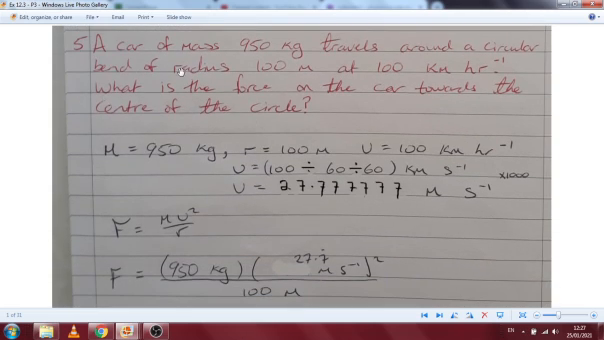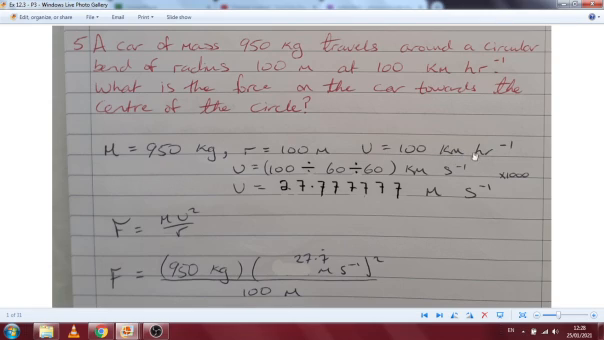Question 5. A car of mass 950 kilograms travels around a circular bend of radius 100 meters at 100 kilometers per hour. What is the force on the car towards the center of the circle? And you'll notice this, if you go around the bend in a car or on a bus, you will be pushed to one side, so that's the centripetal force acting. So our mass is 950 kilograms, our radius is 100 meters, our velocity is 100 kilometers per hour.